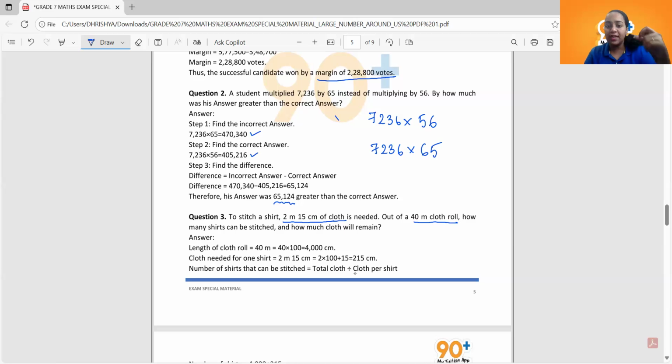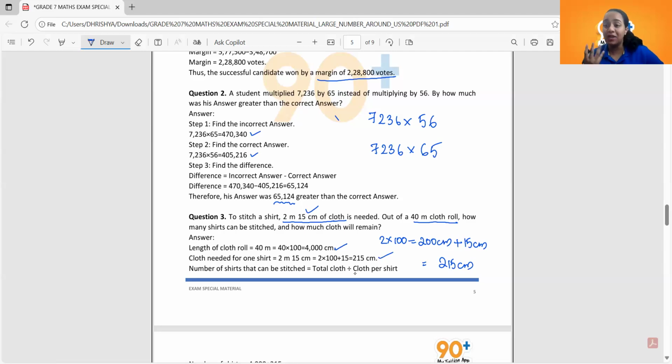So first, we'll convert the meter into centimeter. Always when you have conversions, convert into the lowest unit possible. Here we have 15 centimeter, so always convert into centimeter. It's easier to do. 1 meter is equal to 100 centimeter. So 40 into 100, 4000 centimeter is the total length of the cloth. Cloth needed for 1 shirt is 2 meter and 15 centimeter. 2 meter is 2 into 100, which is 200 centimeter, plus 15 centimeter, which is equal to 215 centimeter.